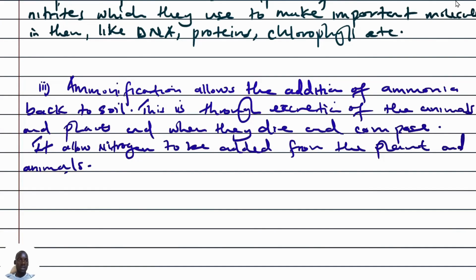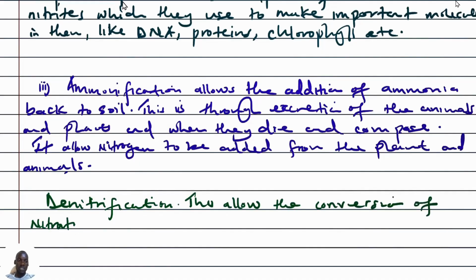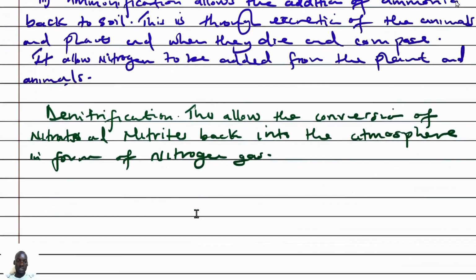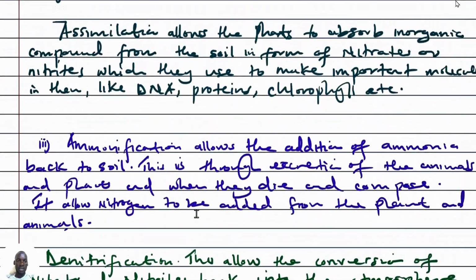Then, seeing this Roman numeral, we need to explain the importance of denitrification. So this one allows the conversion of nitrites and nitrates back into the atmosphere in the form of nitrogen gas. So it is this process that involves the conversion of the nitrites and nitrates contained in the soil to evaporate into the atmosphere and go back into the atmosphere.